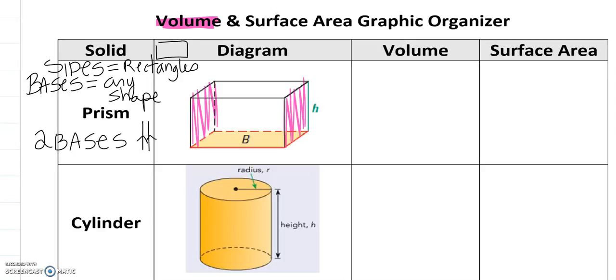All right, now volume formula. The volume formula for any prism, doesn't matter what the shape of the base is, V equals big B H. Now we need to talk about what that big B means. If you notice, they put that big B on the bottom of your rectangular prism and they shaded in that bottom. The reason they're doing that is big B stands for area of your base.